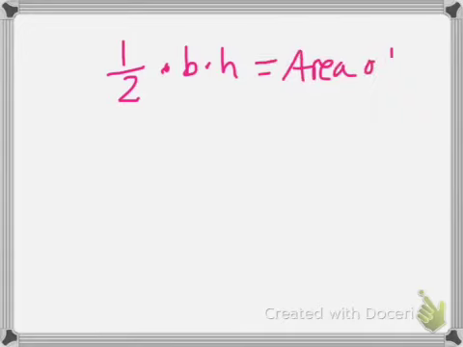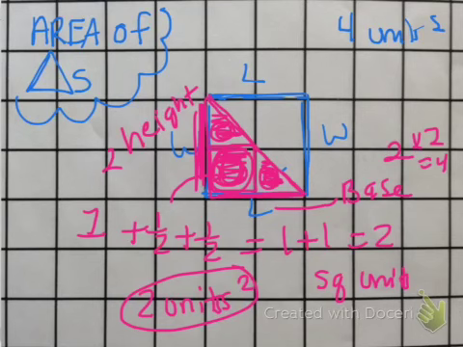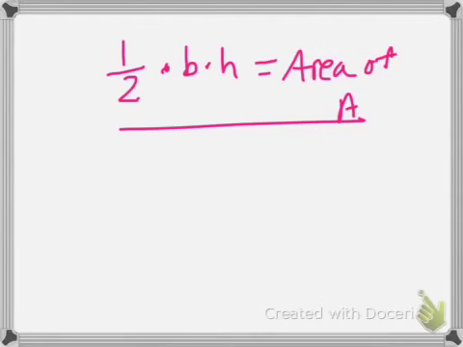So that means that we have to come up with the formula of 1/2 the base times the height to equal the area of a triangle. Okay? Because if we go back to our picture, we are only looking at half of our square. So the formula for area of a triangle is 1/2 base times height.